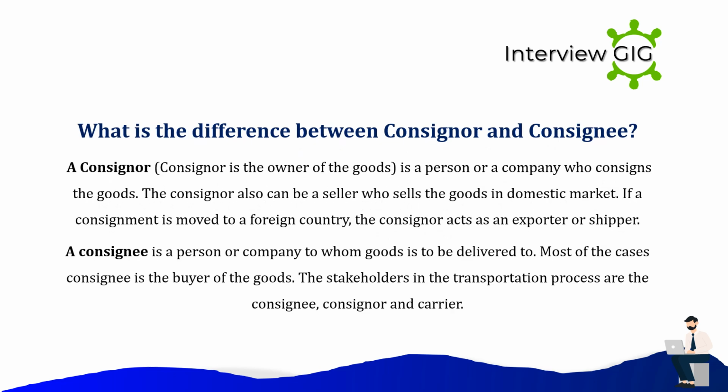What is the difference between consignor and consignee? The consignor is the owner of the goods, a person or a company who consigns the goods. The consignor also can be a seller who sells the goods in the domestic market. If a consignment is moved to a foreign country, the consignor acts as an exporter or shipper. A consignee is a person or company to whom goods are to be delivered. In most cases, the consignee is the buyer of the goods. The stakeholders in the transportation process are the consignee, consignor, and carrier.